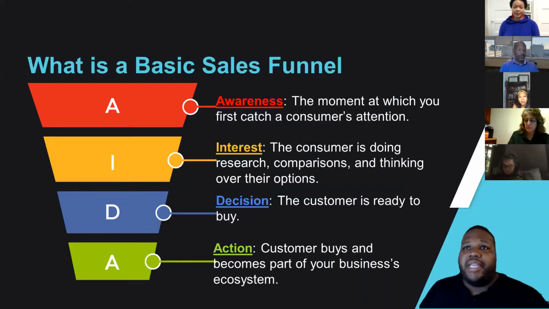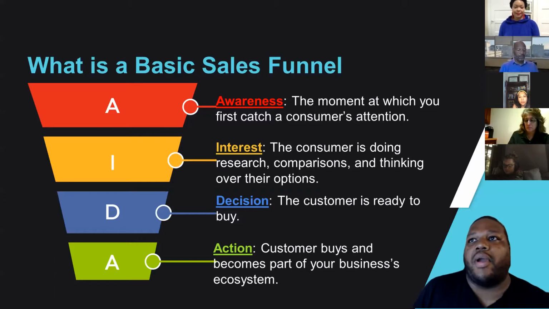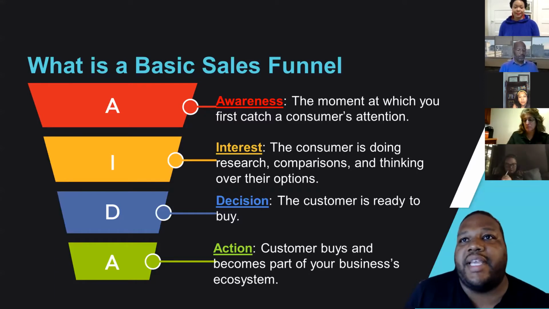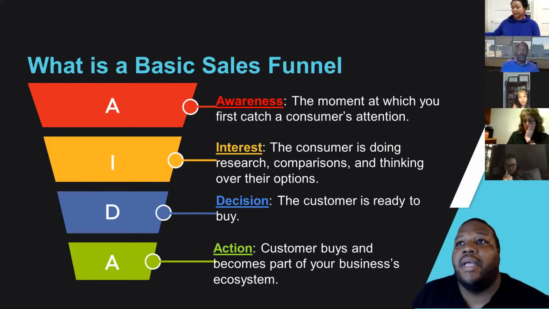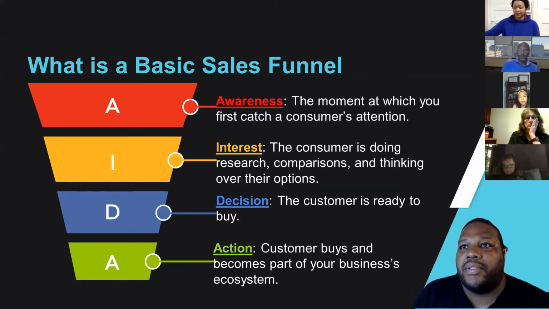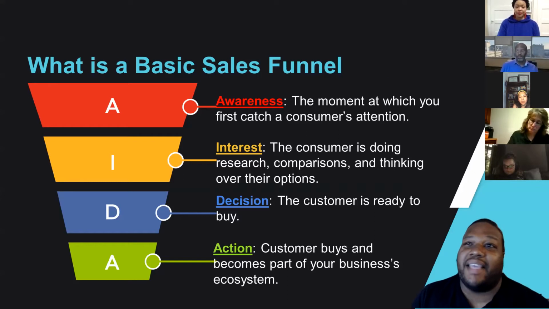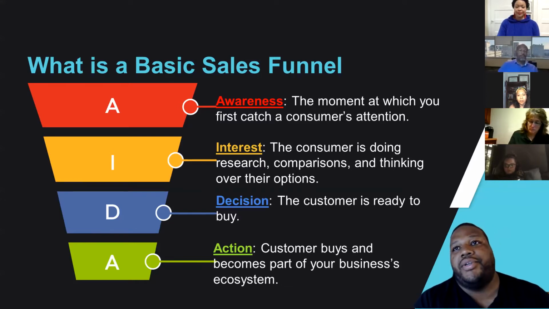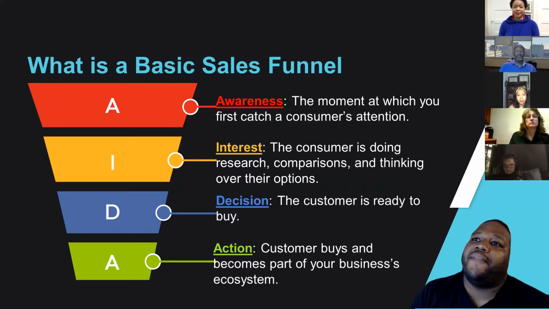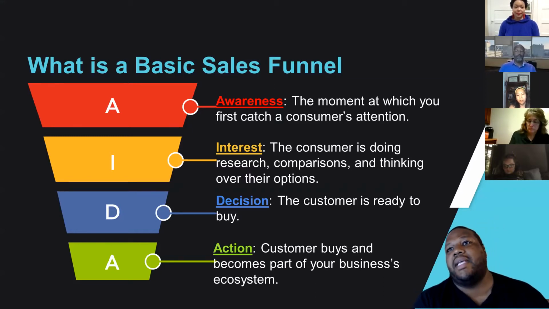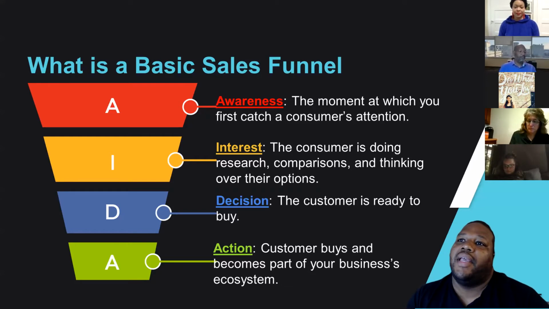So to really understand how to market on social media, you need to understand a concept that is called the sales funnel. Lots of sales funnels can come very complex. The average one's usually like 7 to 8 steps within a sales funnel. This is a very, very basic sales funnel to get you just to understand the concept of it all. So at the top of the funnel, we go with the awareness. This is the moment when you first catch a consumer's attention.